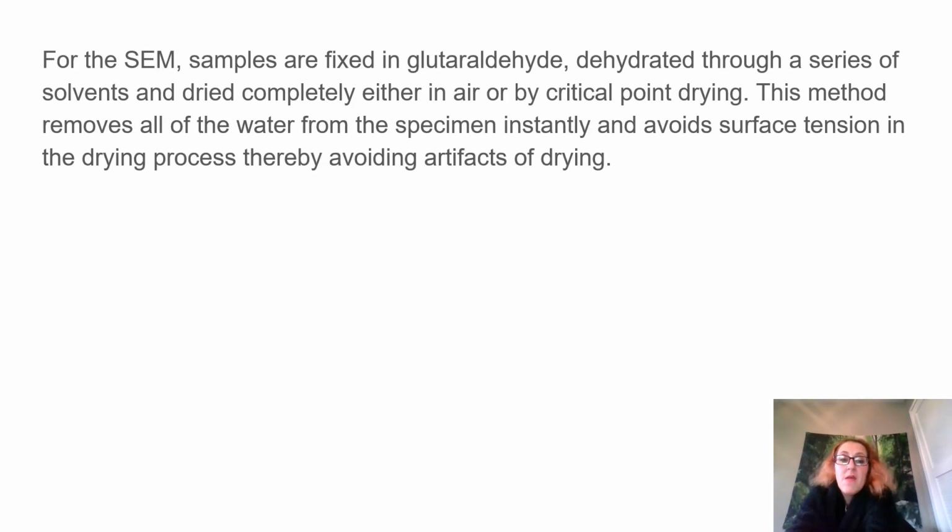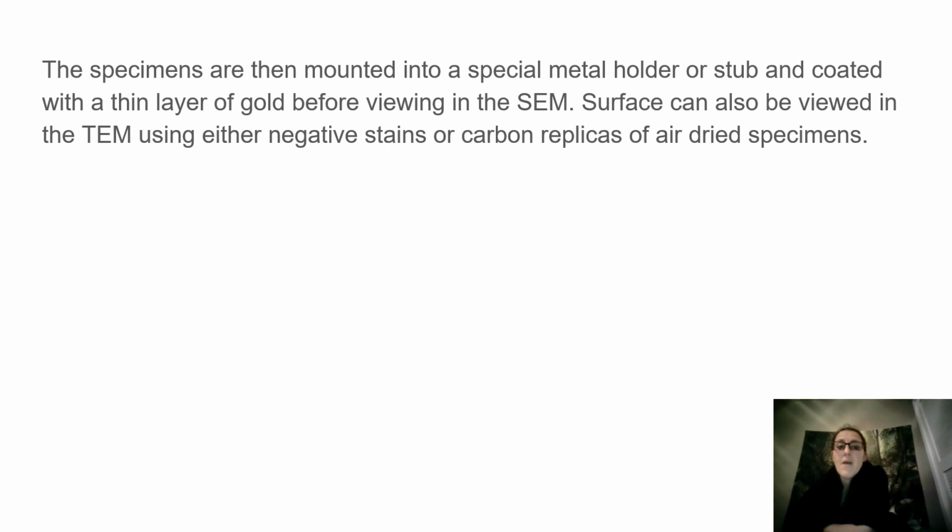For the SEM, samples are fixed in glutaraldehyde, dehydrated through a series of solvents, and dried completely either in air or by critical point drying. This method removes all the water from the specimen instantly and avoids surface tension in the drying process, thereby avoiding artifacts of drying. The specimens are then mounted onto a special metal holder or stub and coated with a thin layer of gold before viewing in the SEM. Surfaces can also be viewed in the TEM using either negative stains or carbon replicas of air-dried specimens.